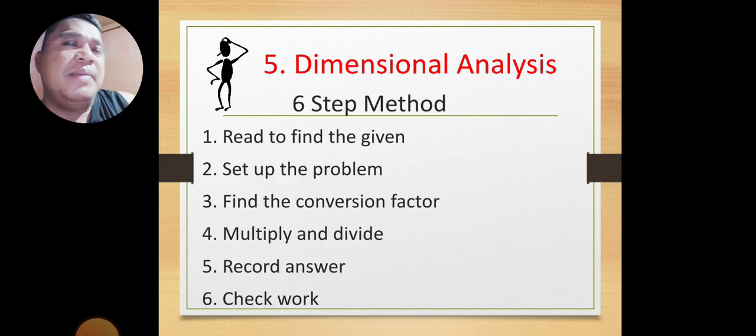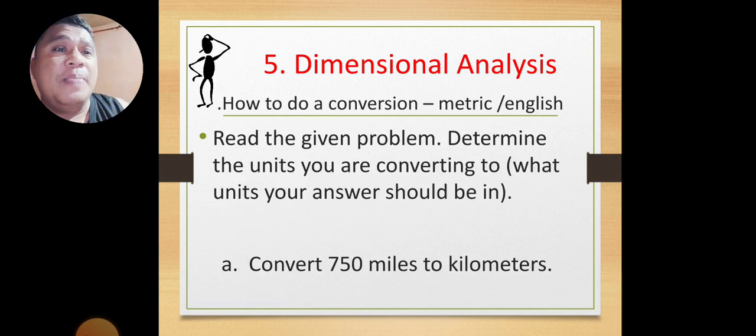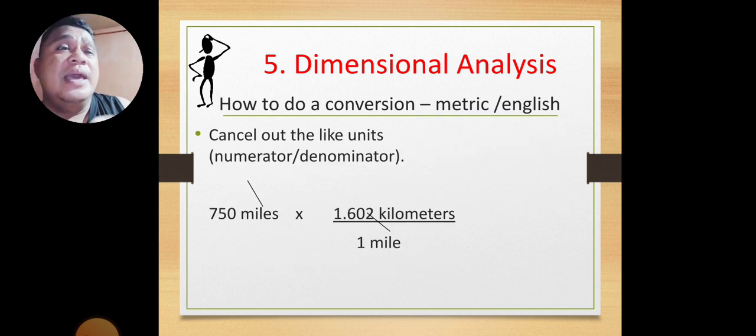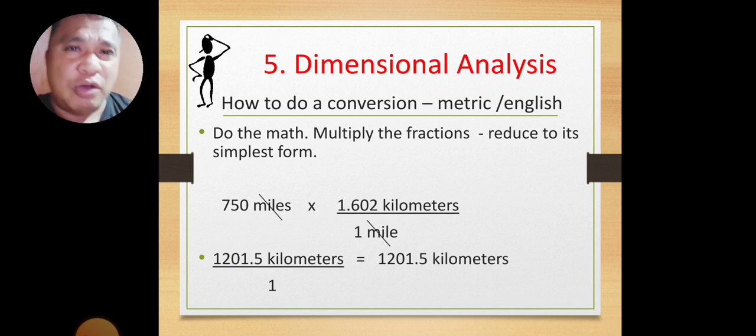Okay, so there are 6 steps in dimensional analysis. We define the given problem, set up the problem, and of course find the conversion factor, multiply and divide, record the answers, and check your work. So these are the steps in doing dimensional analysis. Read the given problem, determine the units you are converting to, what units your answer should be. Of course, depending on what is being asked, that's your answer. This is how to do conversion of metric units. And of course, that's a simple basic operation, no?